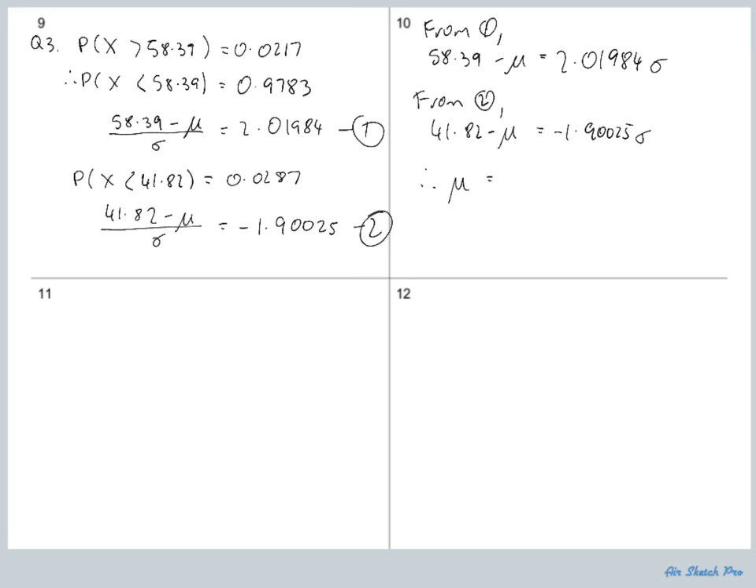So the first one will be the x coordinate, that's mu. So therefore mu is equal to 49.9, and sigma is equal to, this is the y coordinate, 4.23. Both of those to 3 significant figures. If you want to see it on my calculator screen, ask me, or if you can't get it to work on your calculator, please ask me about it as well.